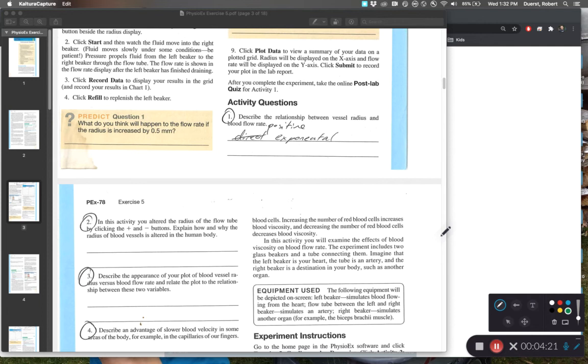The slower the blood moves, class, the more time there's going to be for nutrient exchange. Whether we want to take those nutrients away from the tissues, or add those nutrients to the tissues. So the slower the blood moves, the more time we have for chemicals to be exchanged with the blood.